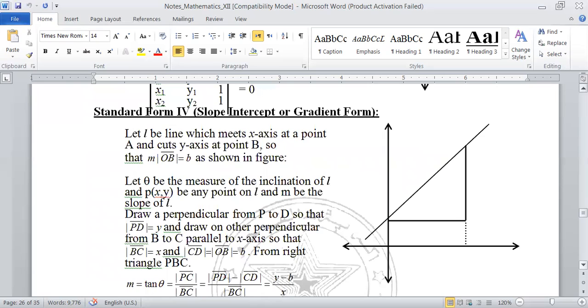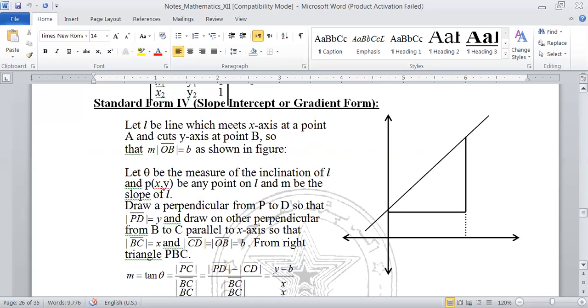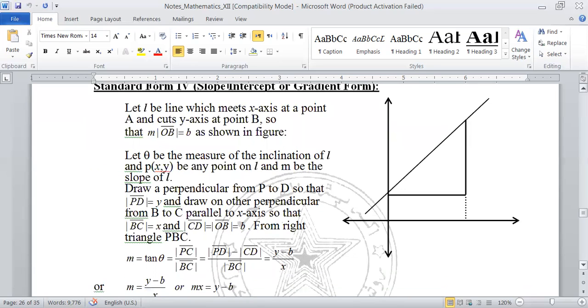Let L be a line which meets x-axis at a point A and cuts y-axis at point B, so that measurement of OB is equal to B as shown in figure. एक लाइन L है जो x-axis को मीट कर रही है A पॉइंट पर और y-axis को कट कर रही है B पॉइंट से, तो OB का जो डिस्टेंस होगा ओरिजिन से B तक का that is B. Let theta be the measure of the inclination of L and P of xy be any point on L and m be the slope of line L.